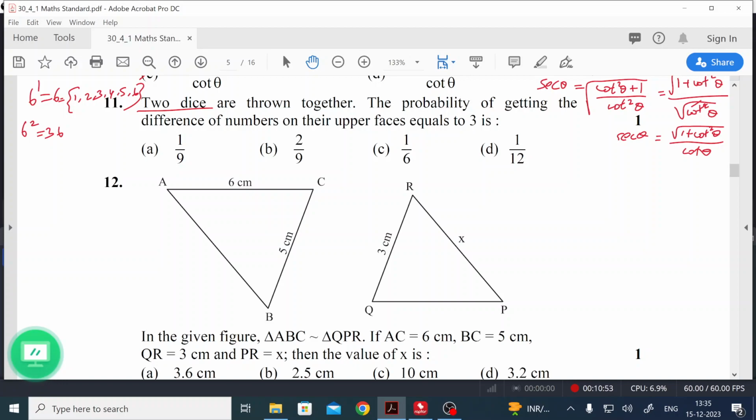But here there is no time, we will go next day. The probability of getting the difference of the numbers on the upper faces equal to 3. Which two numbers you subtract, you will be getting 3, they are asking. That chance alone, let me say, or else all 36 chances we will write.